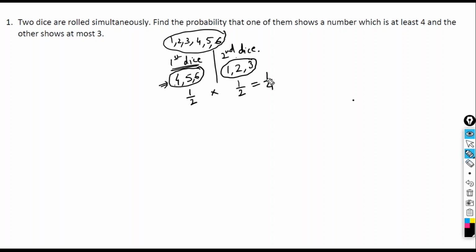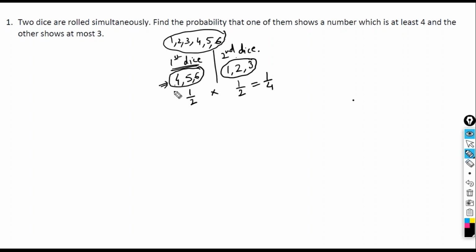So tell me guys, is this part clear to each and every student? Okay, okay.